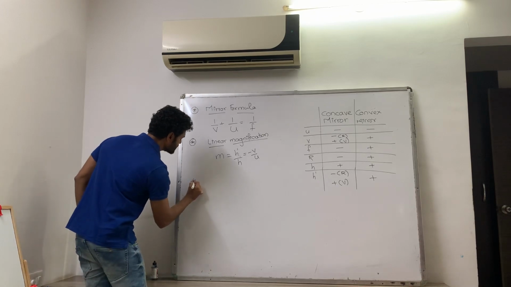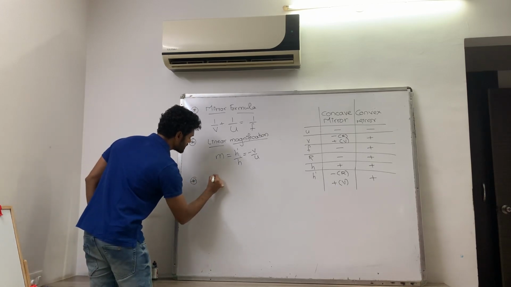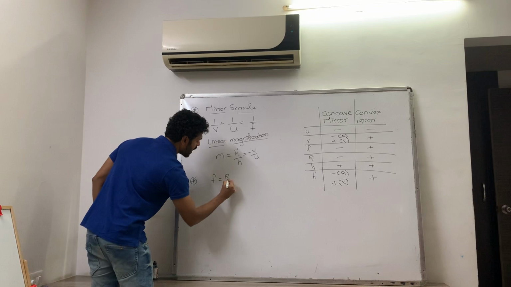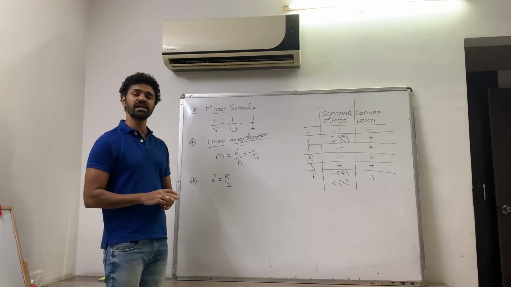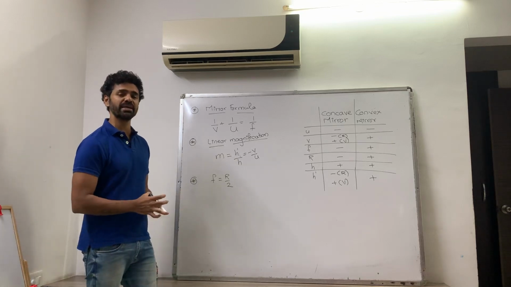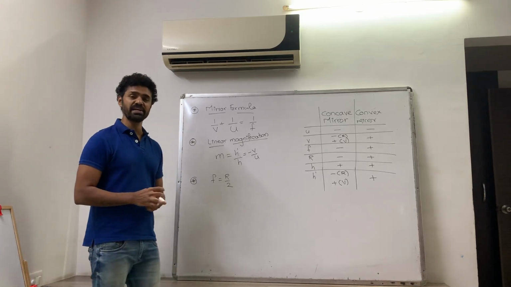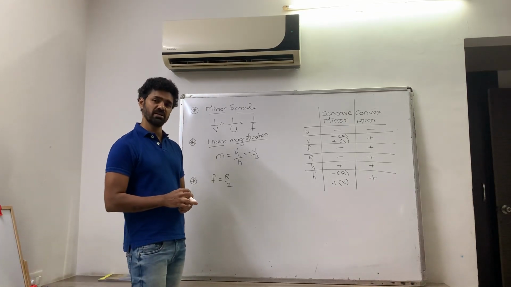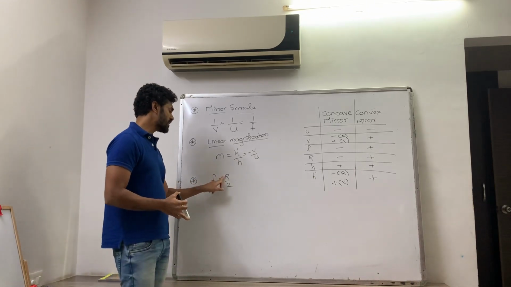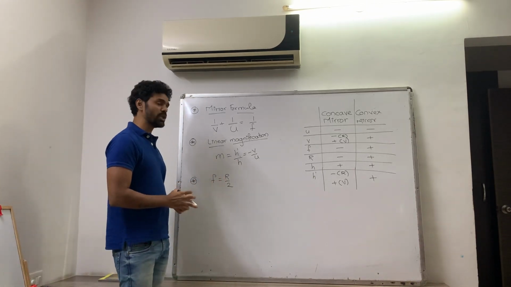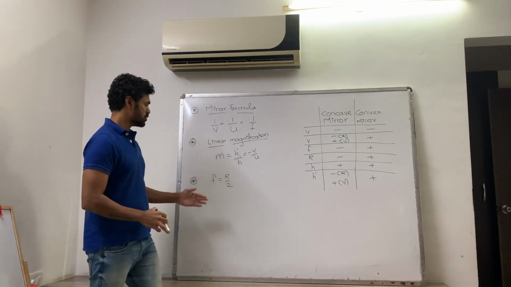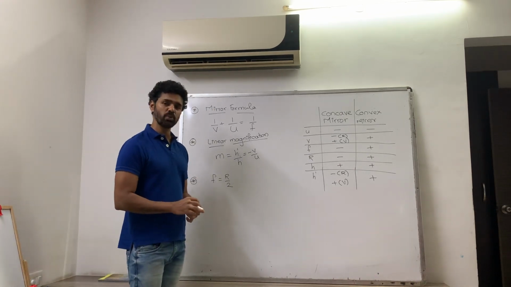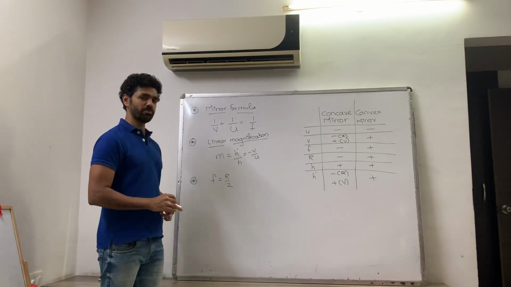And the last relationship is f equals r by 2. That is, focal length is half the radius of curvature. Maybe in a numerical they give that a concave mirror has a radius of curvature of 30 centimeter. Then you should understand that if the radius of curvature is 30 centimeter, the value of f would be 15 centimeter. Okay, so please prepare this topic well. It would help you in the numericals.